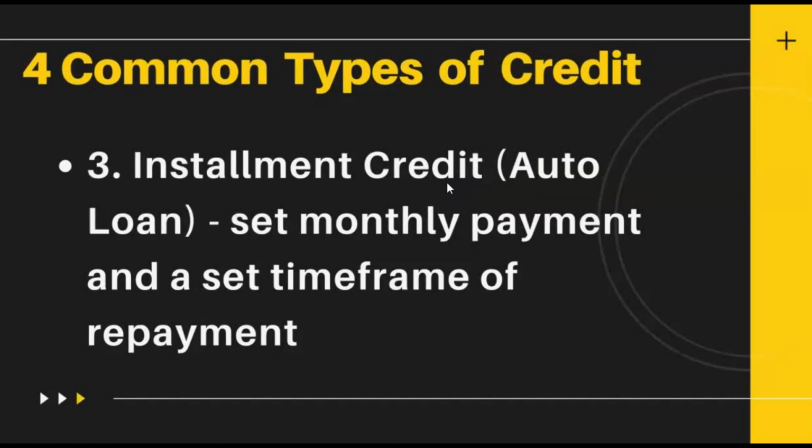Installment loans, number 3. Now, with an installment loan, you have the same payment due each month, and it is due for a certain time frame. An example of this would be an auto loan. Most auto loans are 4 or 5 years, and you have the same amount that's due each month. That's an example of an installment credit.